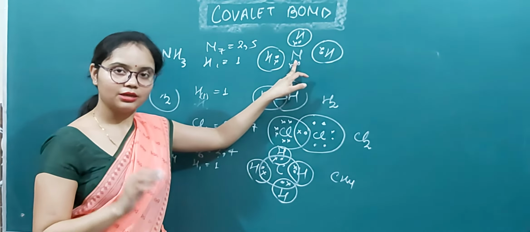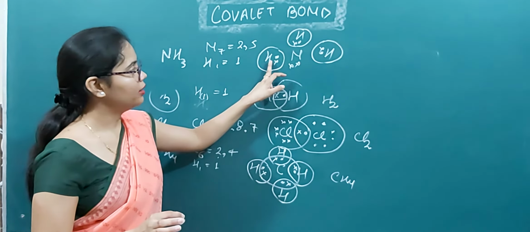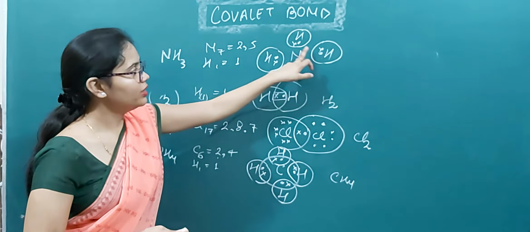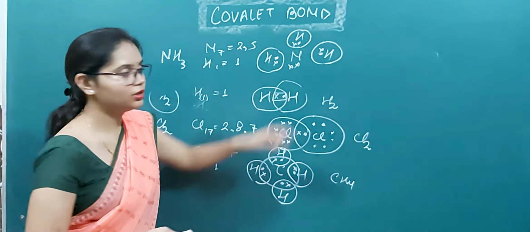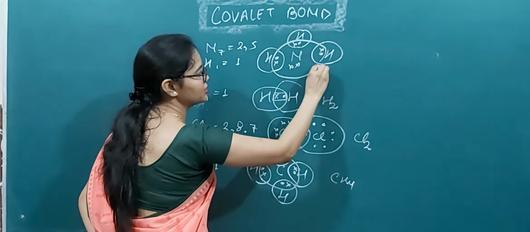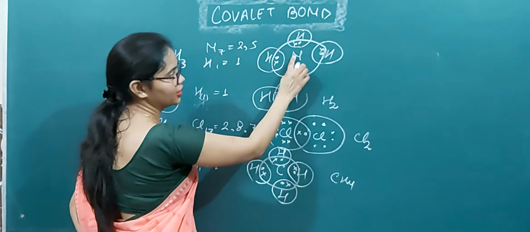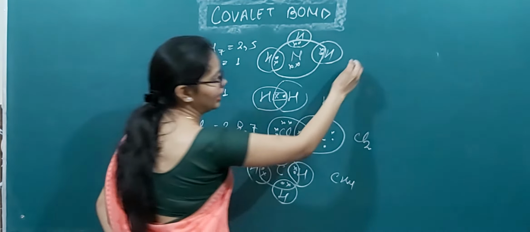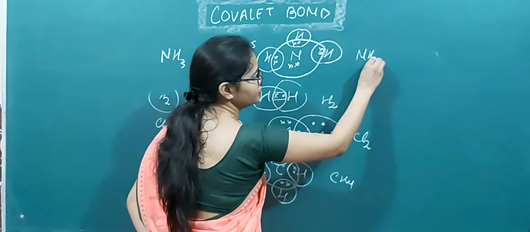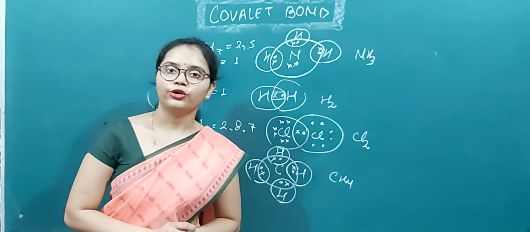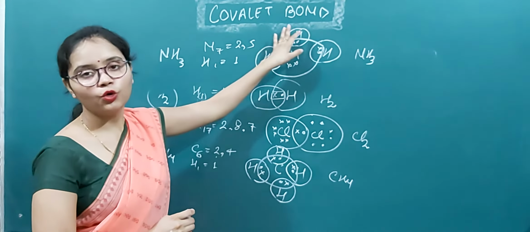Now what about the nitrogen? Nitrogen already has 5 electrons, and after sharing these 3 electrons with these 3 hydrogen, it can complete its octet like this. Now it has 8 electrons, 1, 2, 3, 4, 5, 6, 7, 8. Okay, and an NH3 molecule will form. So this is about the new attraction or new bond, which is known as covalent bond.